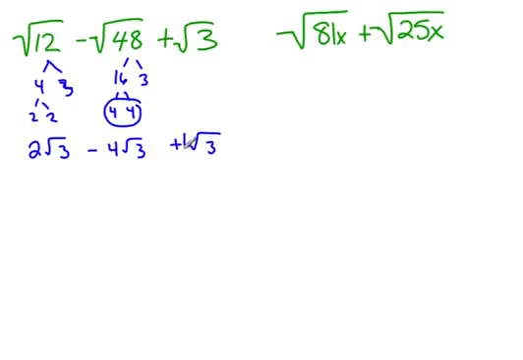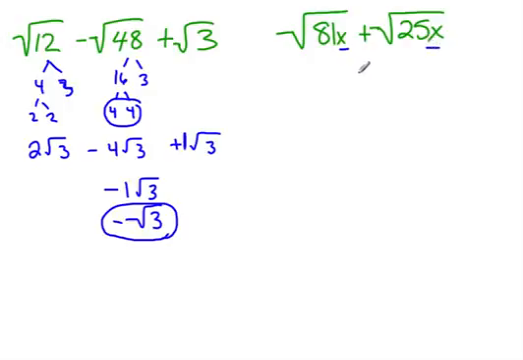I like to think about this having a coefficient of 1, and then I just work with the coefficients. 2 minus 4 is actually negative 2, plus 1 is just negative 1, so I have negative 1 times the square root of 3. Or probably the best way to write this is just negative square root of 3. The 1 is understood. The same thing happens when we have variables inside.